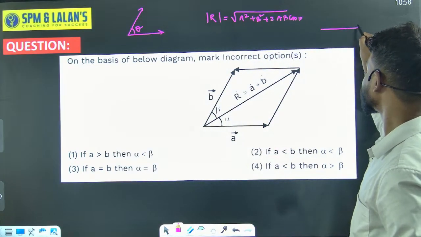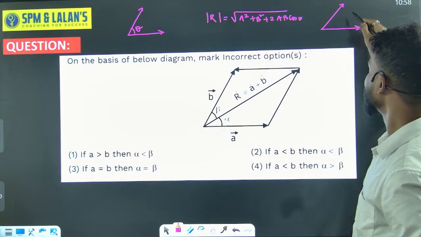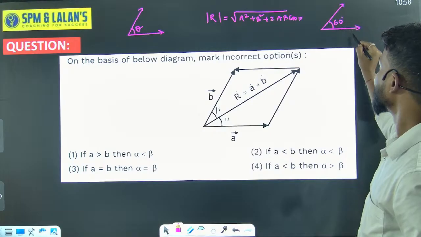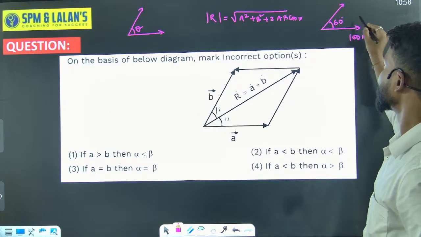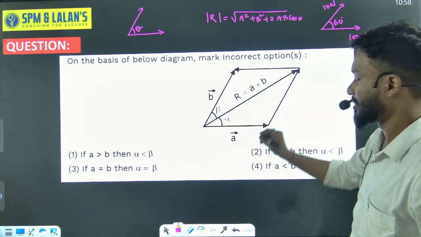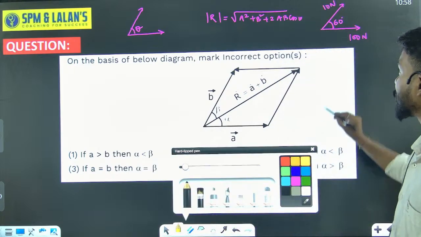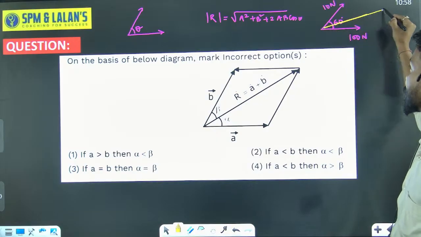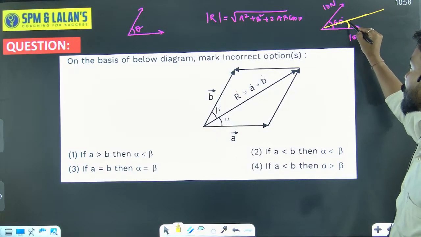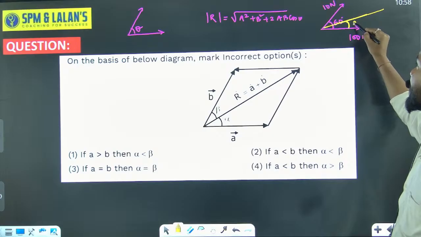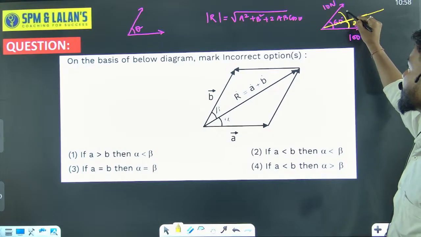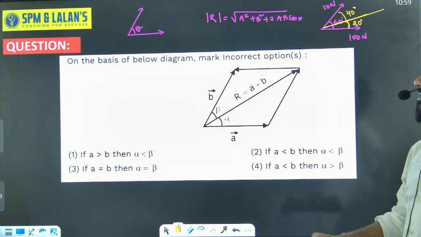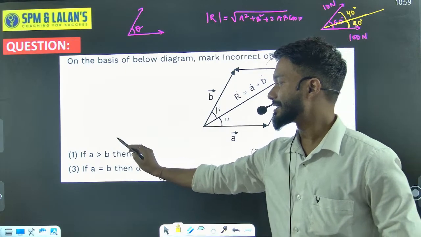Meaning is what? Let us suppose there are two vectors. The angle between them, let us suppose, is 60 degree. I'm saying that this is 100 Newton. This is 10 Newton. So resultant vector will lie closer to 100. That means somewhere this will be the resultant. Suppose this angle is 20 degree. Then this angle will be how much? 40 degree.